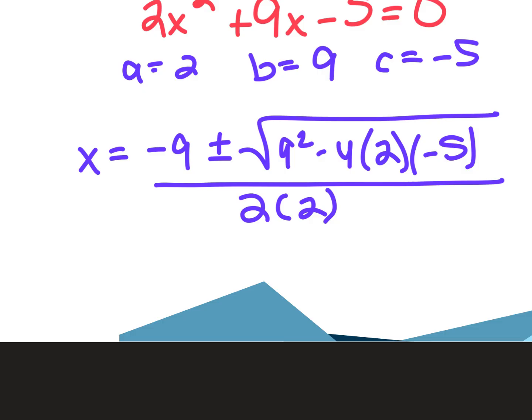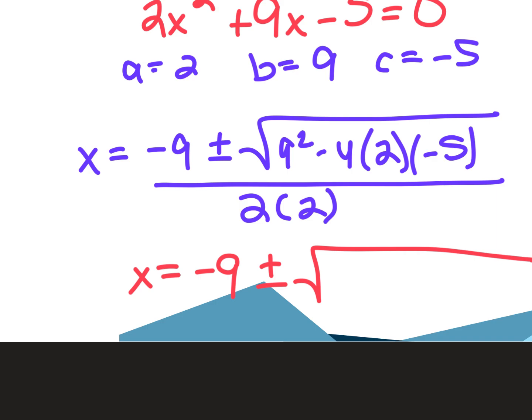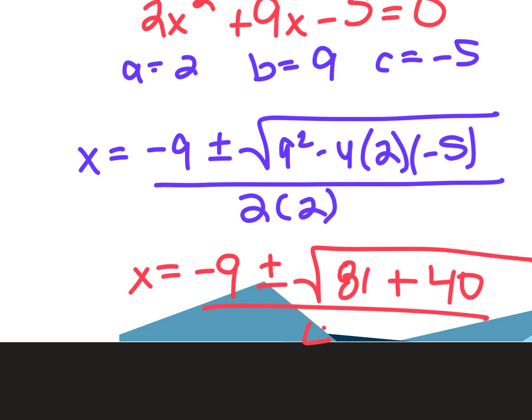Don't try to do too much at once. Don't try to do too much in your head. Just take your time. So we have x equals -9 plus or minus. What is 9 squared? 81. Good. -4 times 2 times -5. A negative times a negative is a positive. Good. So what is 4 times 2? 8 times 5. 40. Good. All over 2 times 2 is 4.